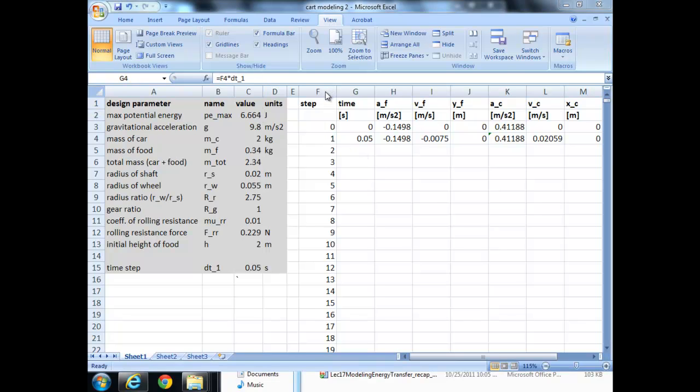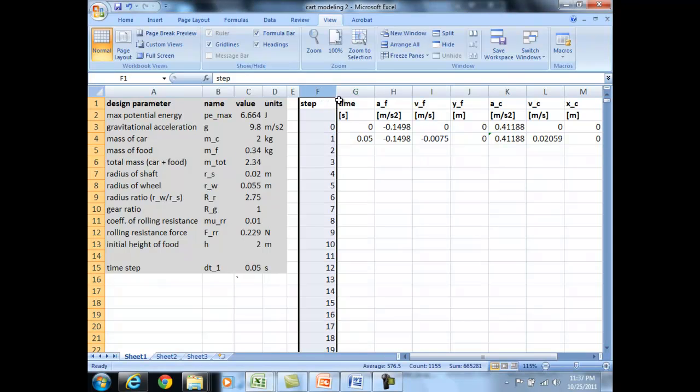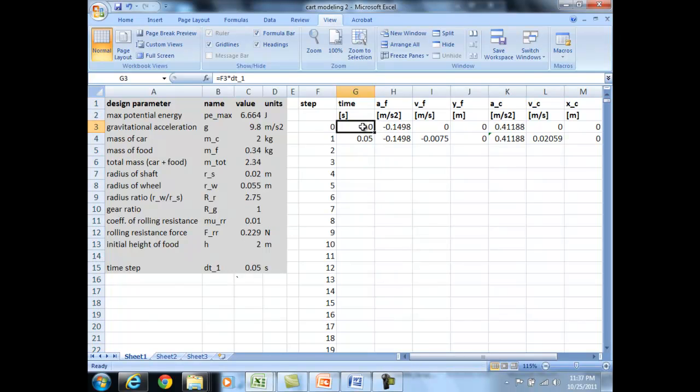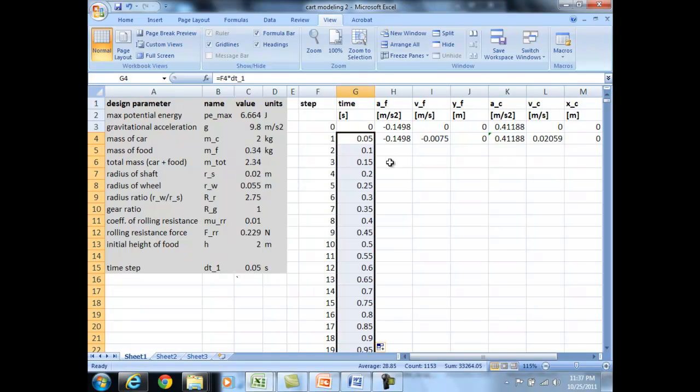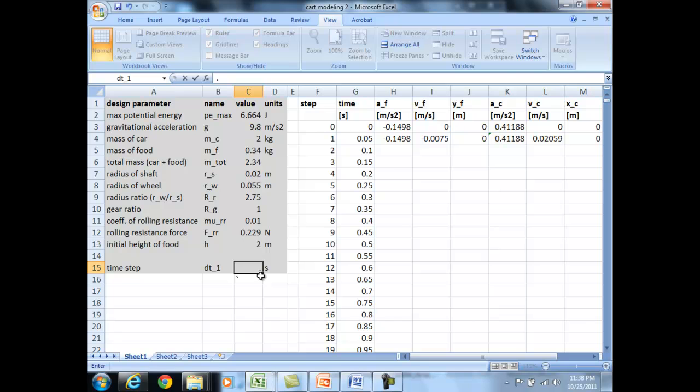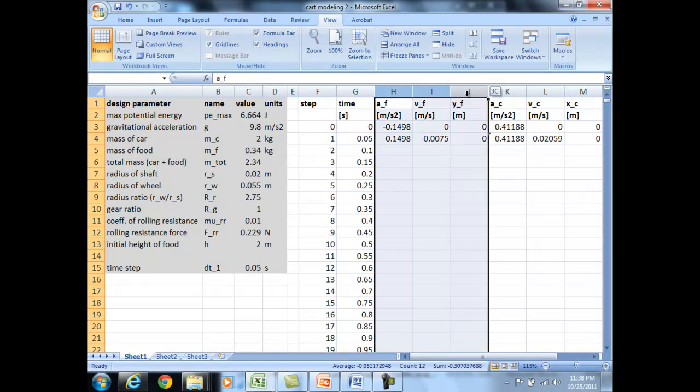Now let's take a look at the columns over here on the right. We first of all have a column with the step number and then the time, which we can populate by multiplying the step number times the time step, which is dt_1. So I can go ahead and populate the entire time column. You'll notice if I change the value of the time step, then my times will all change, and that's exactly what I want to happen.